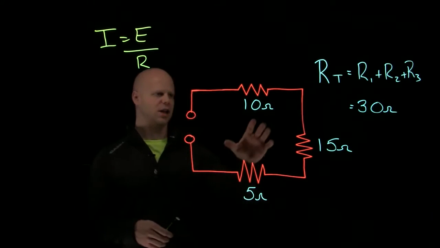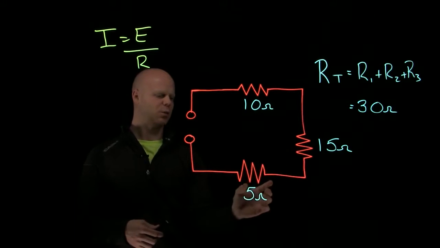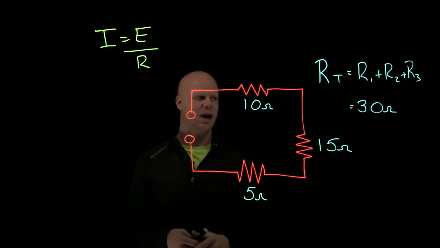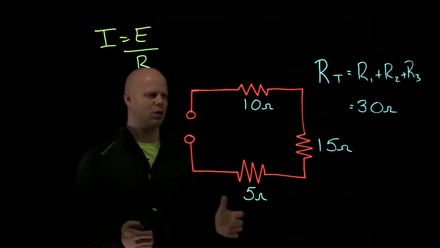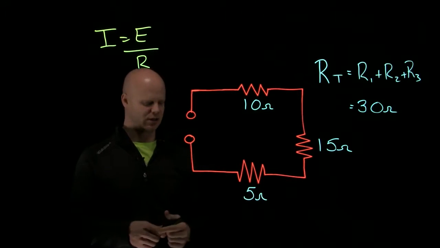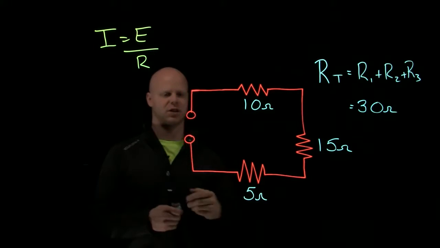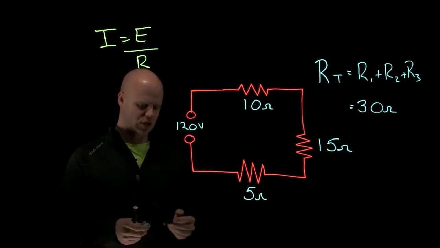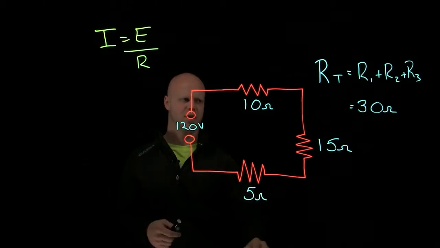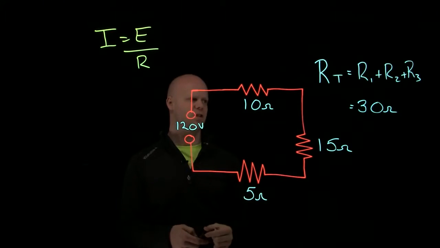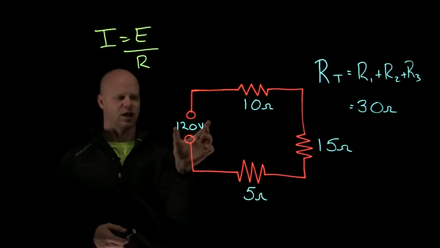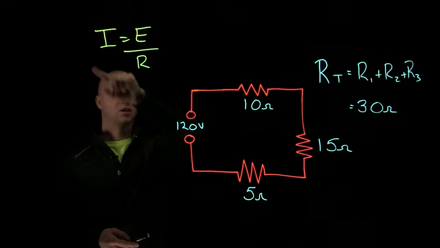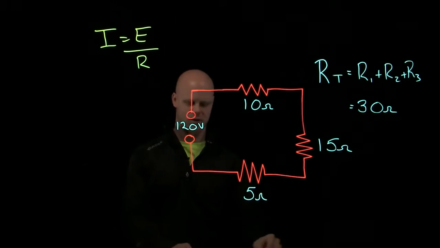So in this circuit I have a 10 ohm, a 15 ohm, and a 5 ohm resistor. We already did the calculation. We looked at 30 ohms as our total opposition to current flow. So let's give our circuit a source voltage. Let's make this easy. We'll do 120 volts. So if I have a circuit with a total opposition of 30 ohms and an applied EMF of 120 volts, I can calculate what my current is going to be.